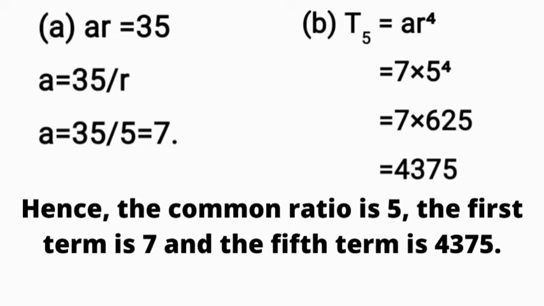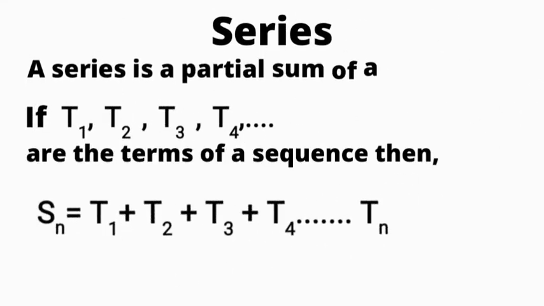r is equal to 5, a is equal to 7, and the fifth term is equal to 4,375. Series. A series is a partial sum of a sequence. If T1, T2, T3, and T4 are the terms of a sequence, then S subscript n is equal to T1 plus T2 plus T3 plus T4 till infinity.